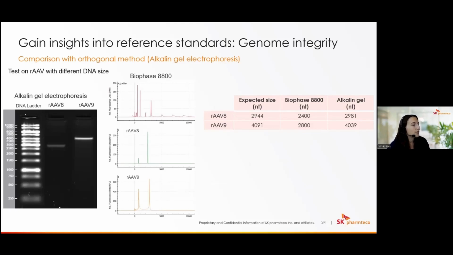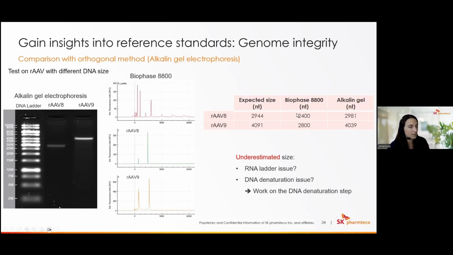During our experiments, we noticed that the size of our peak of interest was always underestimated. We therefore tested a vector containing a larger genome and compared with an orthogonal method, alkaline gel electrophoresis. This method is less sensitive, with no detection of impurities, for example, but gives information on the genome size. Here, you have the electropherogram obtained on the BioFiles and an alkaline agarose gel for AAV8, about 3,000 nucleotides, and AAV9, about 4,000 nucleotides. The results obtained are shown in this table. We can see that the sizes of the AAVs are always underestimated on the BioFiles, whereas a correct size is obtained on the agarose gel.